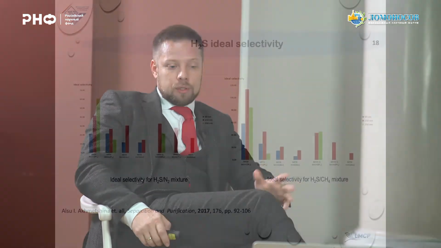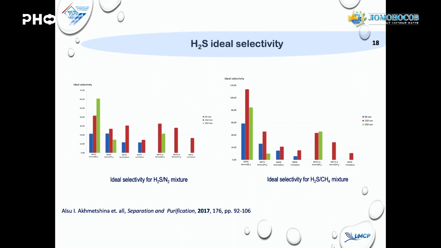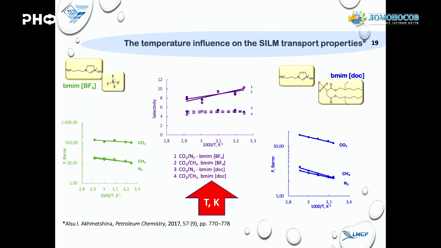And this is the ideal selectivity. The numbers for some of the materials are really high, about 100, which is really good. And of course, we take the goal of the project.